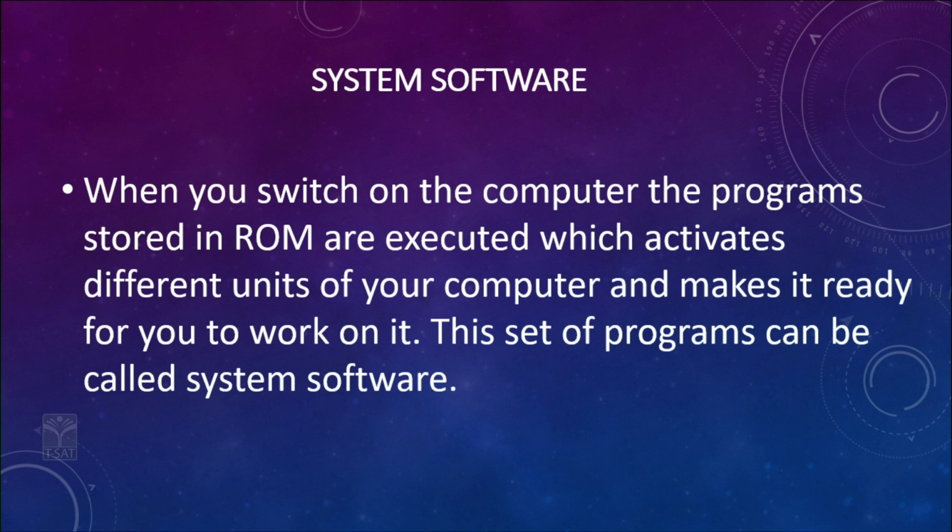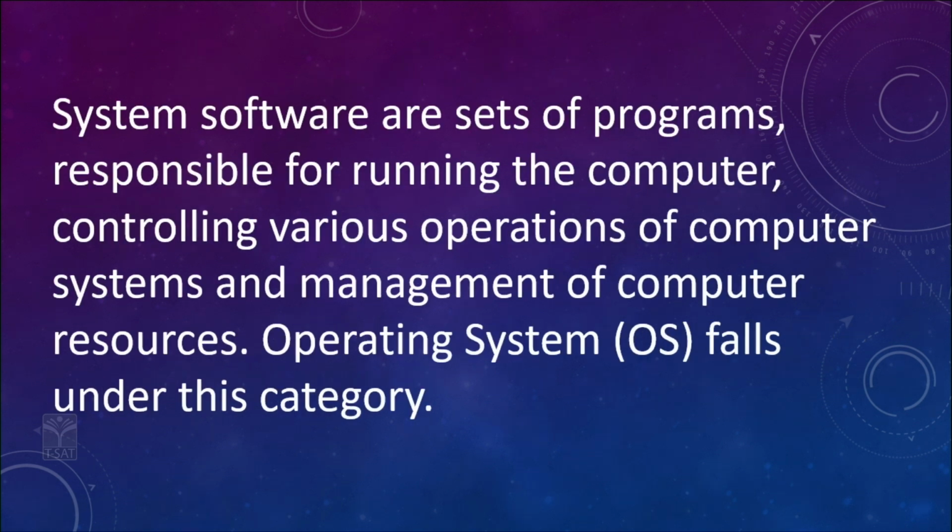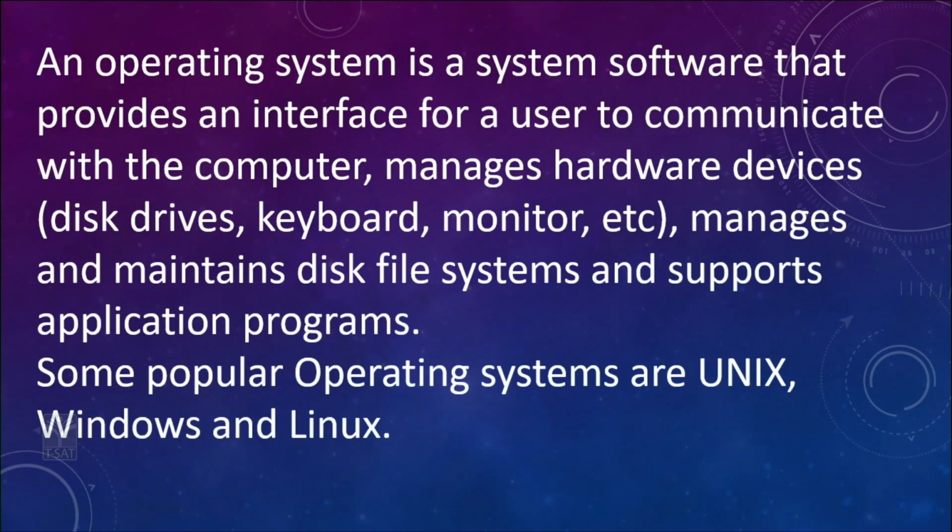So, that set of programs can be called system software. System software is a set of programs responsible for running the computer, controlling various operations of the computer system and managing the computer resources. One of the system software is called the operating system, OS. So, the operating system comes under system software. OS simply means operating system. Now, we will see what an operating system is.